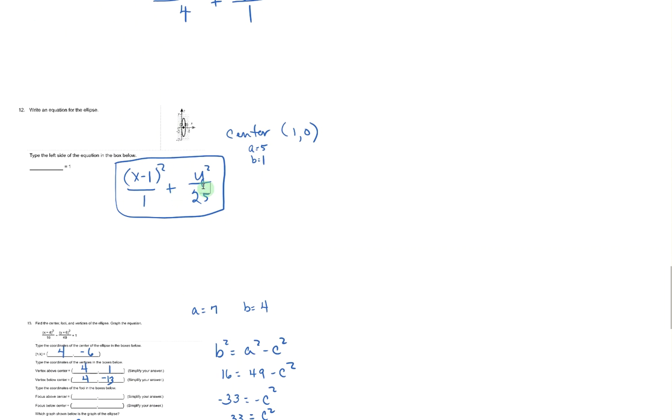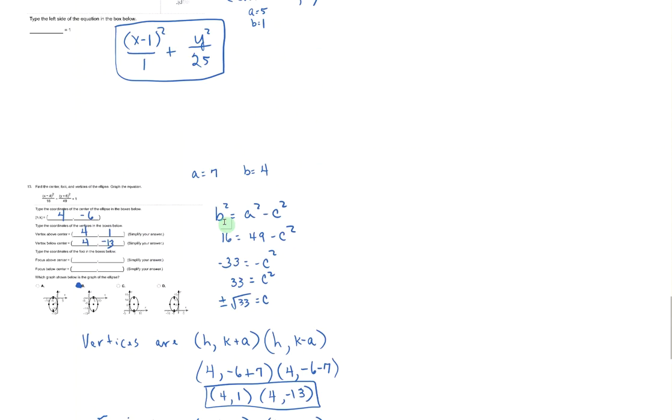Number 12 is the same way. The center is at (1, 0), and from the center, you go up, that looks like that's at 5 and at negative 5. So we've got an a value of 5. This way we've got 1 unit, so b is 1. And so the a is going to go under the y. So y squared over a squared, which would be 25, and (x minus 1) squared over 1. So we would have that.